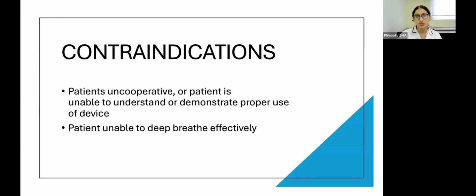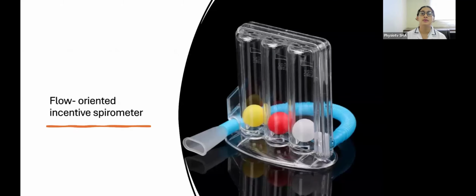Coming to the contraindications, incentive spirometry is a pretty easy to use device, with very minimal risk factors and very minimal contraindications. To enlist them: patients who are uncooperative, patients who are unable to understand or demonstrate the proper use of the device, and patients who are unable to deep breathe effectively. Now coming to the types of incentive spirometers.